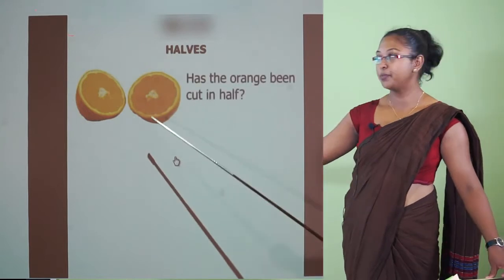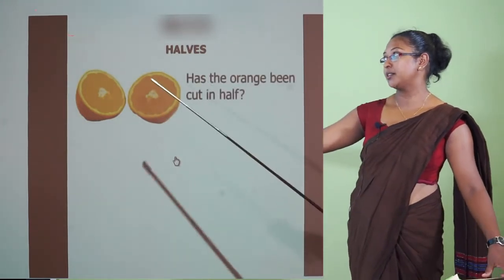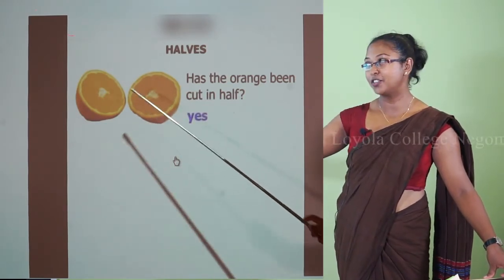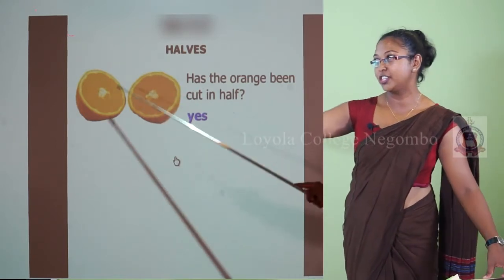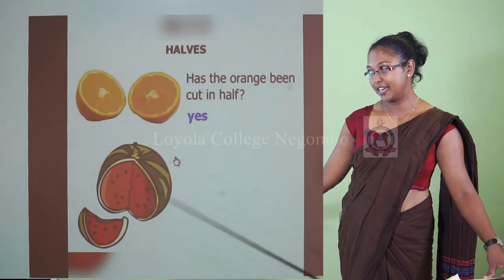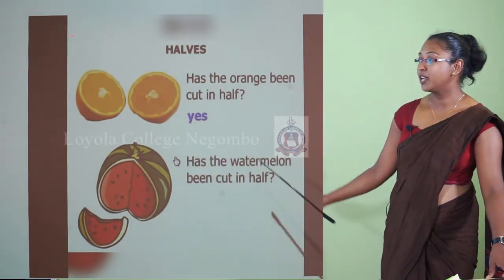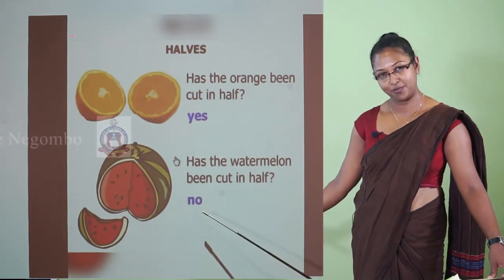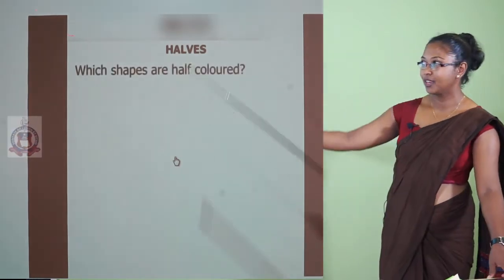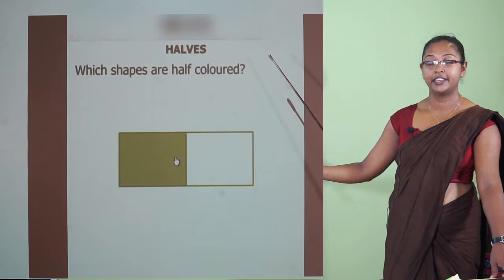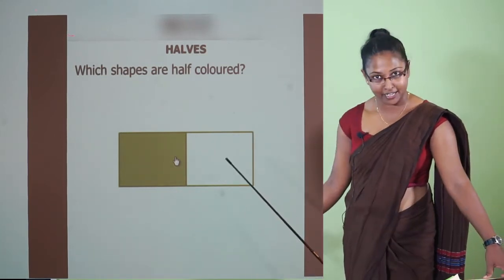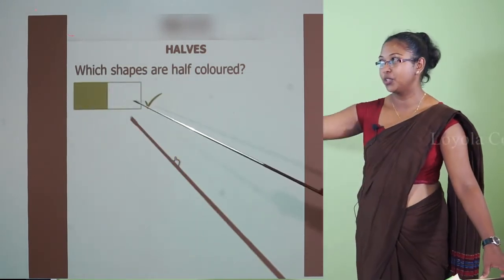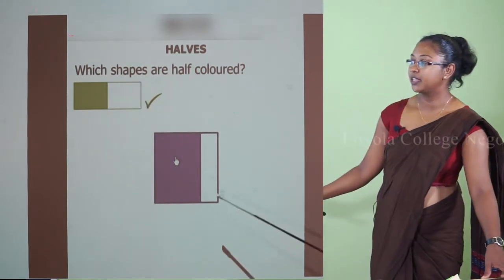Here, as I showed you, the orange. Has the orange been cut into half? Yes, are they equal? I told you half should be equal. Yes, the orange has been cut into halves. And let's see the watermelon. Has the watermelon been cut into halves? Are they equal? No, they are not equal. Which shapes are half colored? Let's see. Rectangle, you know the name of the shape. So it is equally divided. So these are halves. And look at the square.